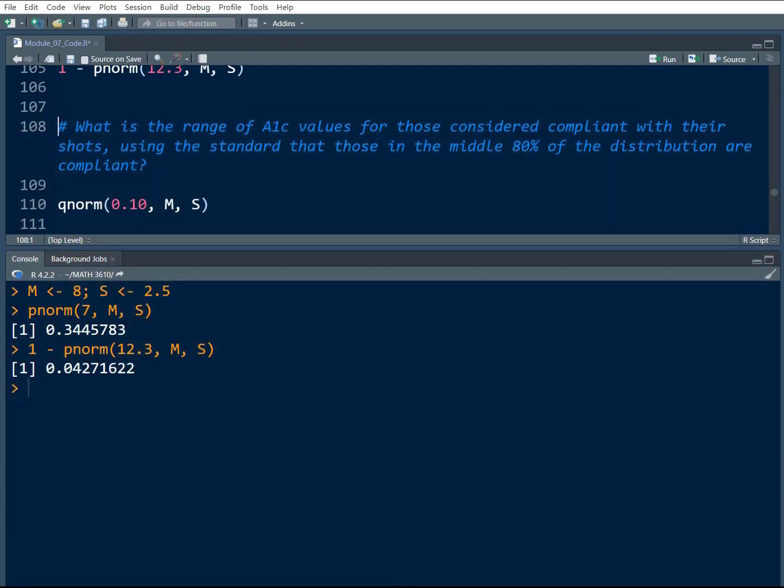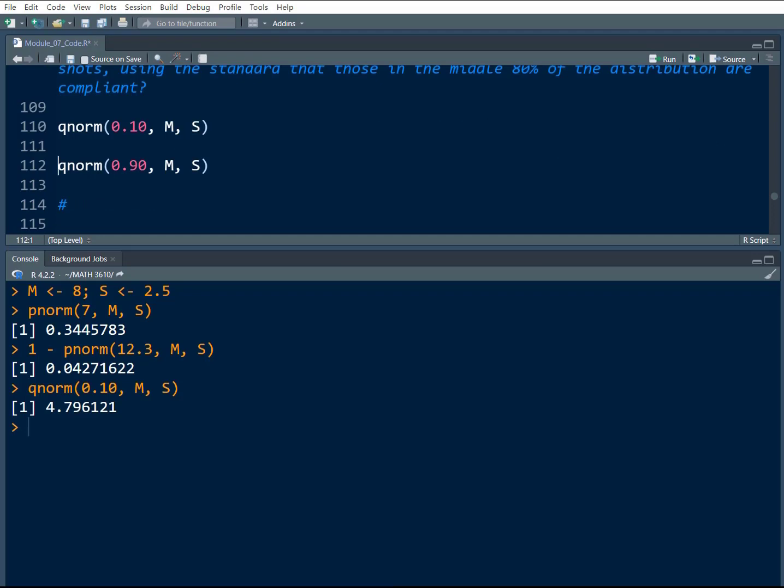The lower range of A1C values for compliant patients is qnorm(0.10, m, s), which equals 4.8. Here we're rounding to the nearest tenth. The upper range of values is qnorm(0.90, m, s), which equals 11.2.